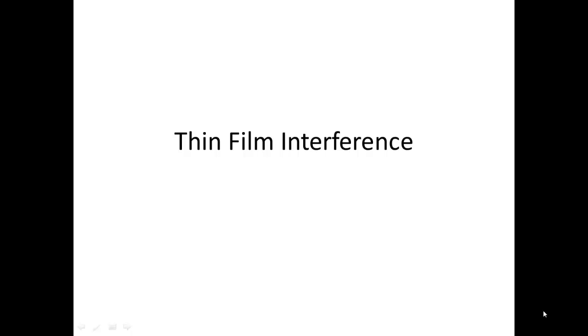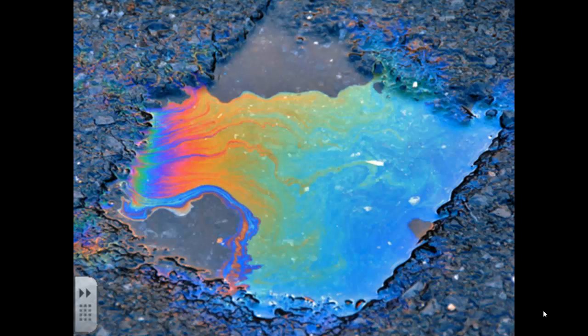Thin film interference. Right, this is thin film interference. We have a very thin layer of oil, and you see this beautiful rainbow effect due to this disgusting puddle of oil which is mixed with water. But it looks nice. It's disgusting, but it looks nice.